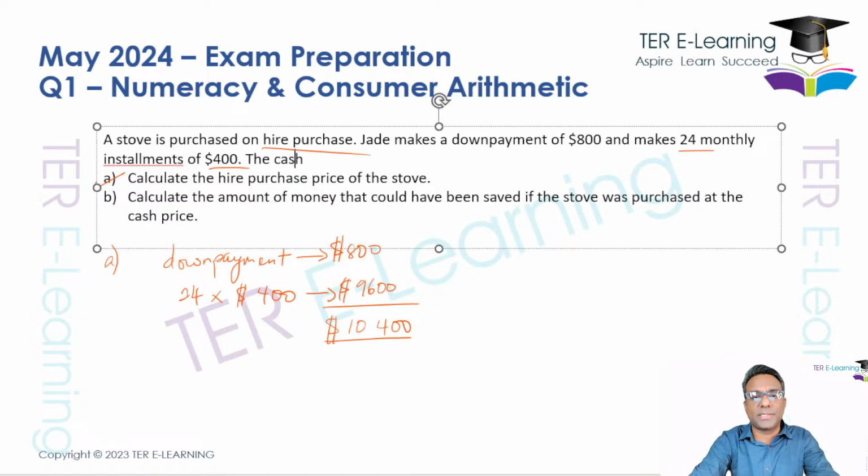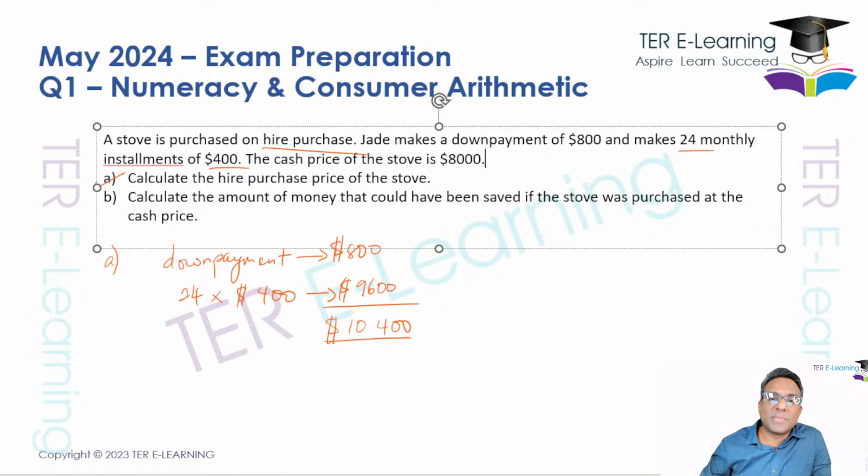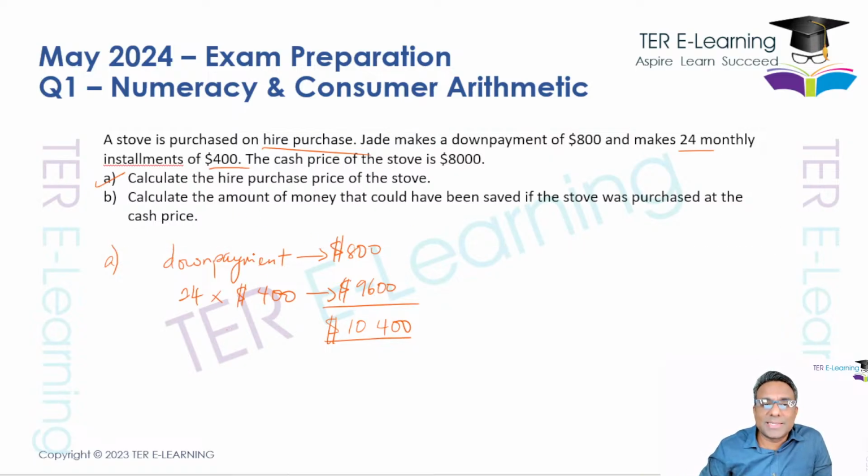So the cash price of the stove is 8,000. That's the cash price of the stove. I was missing it. So the first part of the question says to calculate the hire purchase price. So usually when we do hire purchase, there's a down payment that we make. In this case, it was $800. Then she's making equal monthly installments. So that's 400 by 24. That's the 9,600. So at the end of it, the total price she's paying for the item is $10,400.